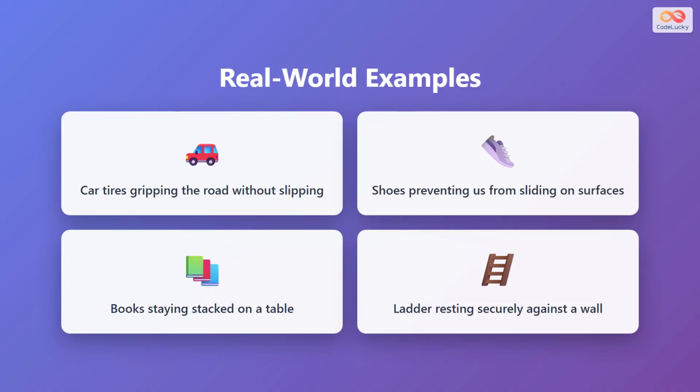Static friction is everywhere in our daily lives. Car tires gripping the road without slipping rely on static friction for traction. Our shoes prevent us from sliding on surfaces thanks to static friction between the shoe sole and the ground. Books stay stacked on a table because static friction keeps them from sliding off. Even a ladder resting securely against a wall depends on static friction at both contact points to stay in place safely.